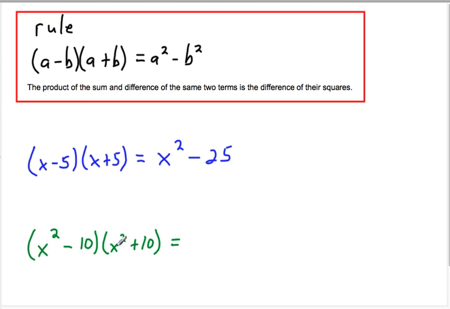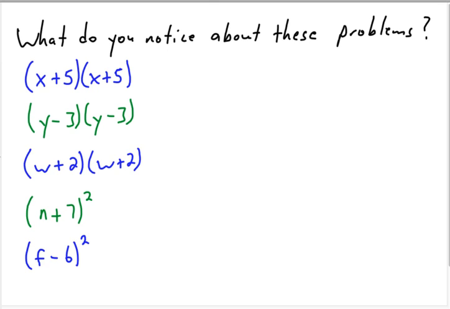X squared is the first term, so I'm squaring that, right, which looks like this. The second term is 10, so I'm going to subtract the square of that. That's a little easier. So this is going to be x to the 4th minus 100. Alright, so that is that rule. Now we're going to move on to another special case here.